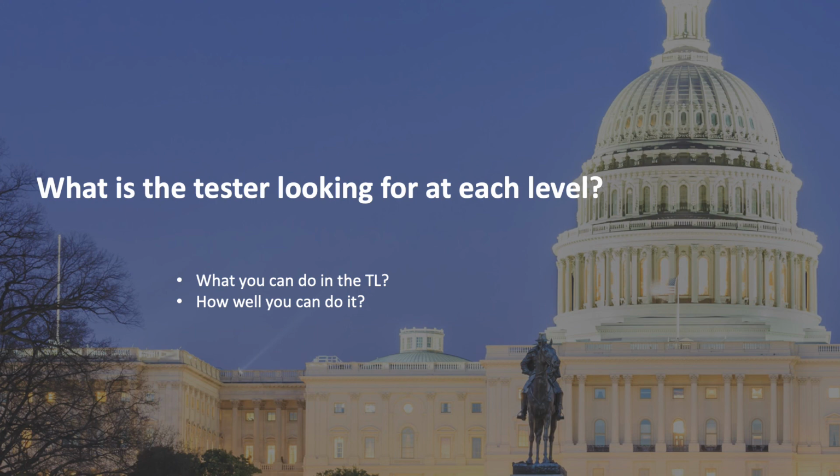Now, as we're talking about level checks and level probes, you might be wondering what those look like specifically. And in this section, we'll answer that question. We're going to talk about what the tester is looking for at each proficiency level. And essentially, the tester is looking for two things. What can you do in the target language, or what is your functional ability, and how well can you do it?